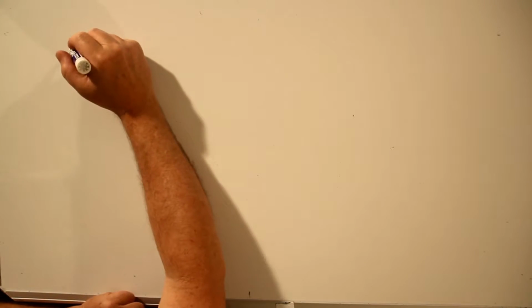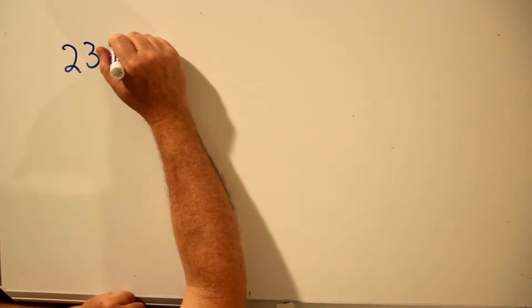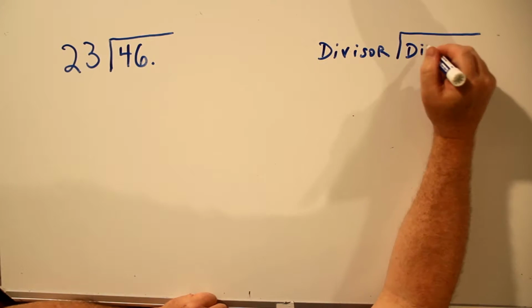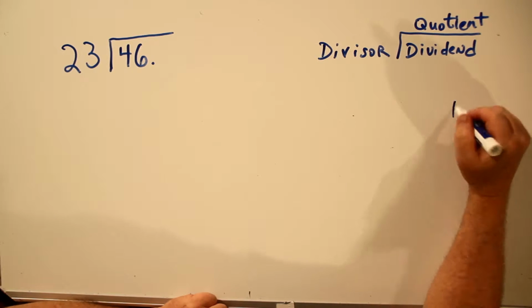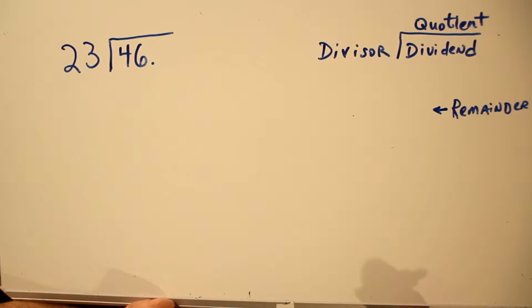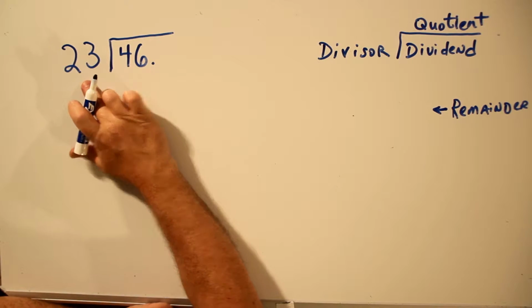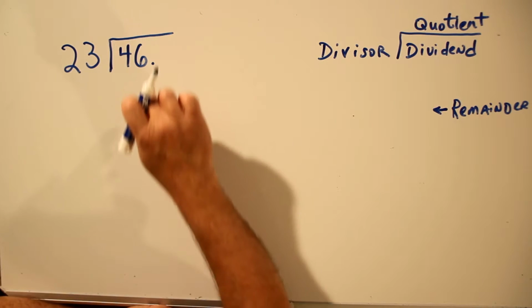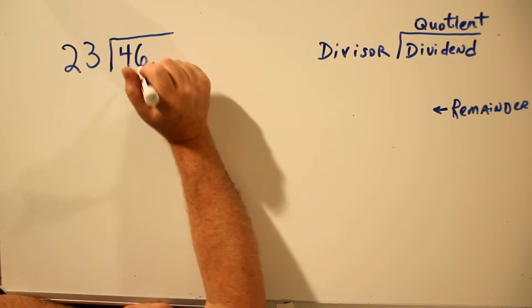I'm going to show you how to do long division using a two-digit divisor, and I'm going to show you what I mean by divisor. When we divide, we have a divisor, we have a dividend, we have a quotient as an answer, and we have a remainder. Those are the words we use when we are doing long division. Here 23 is the divisor and 46 is the dividend. The answer will be the quotient and the remainder should be 0, but sometimes we have a remainder other than 0. Let's divide 23 into 46.